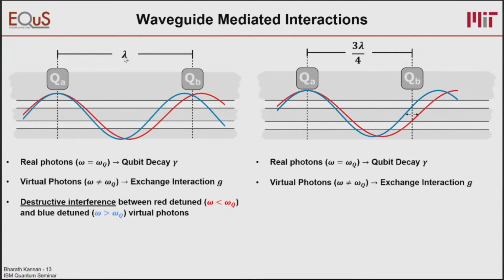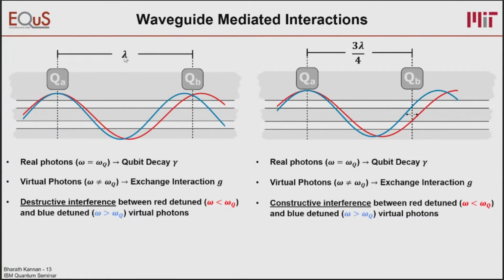This is what will mediate the decay of the qubit. And we also have these same virtual photons because we have a continuum of modes, which will mediate some kind of an exchange interaction. But with this distance, it turns out that you get constructive interference between the red and blue detuned virtual photons. And so you actually end up with a finite net exchange interaction between the qubits. And so you can actually go through and perform a rigorous calculation of this.